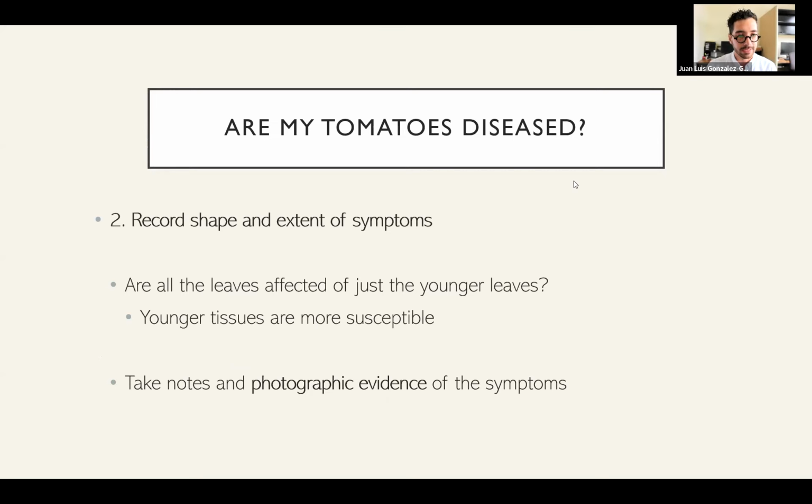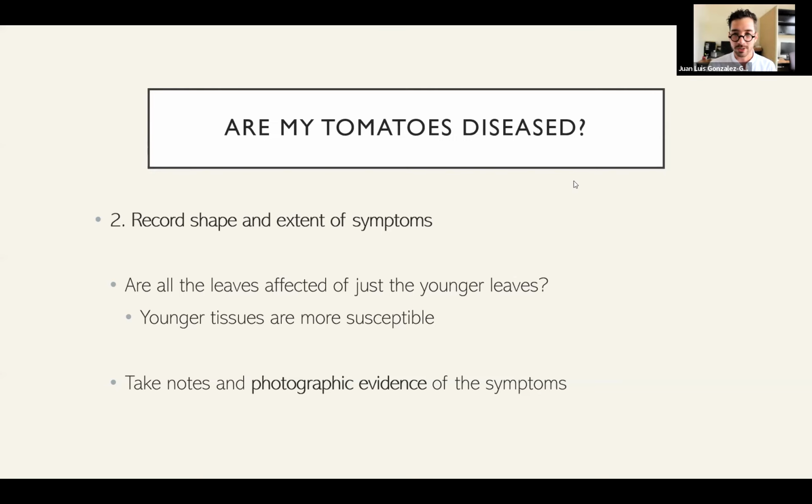Second, again, it is very important to have a record of the shape and the extent of symptoms and try to infer some trends. Are all of the leaves affected, or is it just the younger leaves? This is particularly important because in some diseases, the younger tissues tend to be more susceptible, but in different diseases, it is often the older leaves that are closer to the soil, the ones that show the first symptoms.